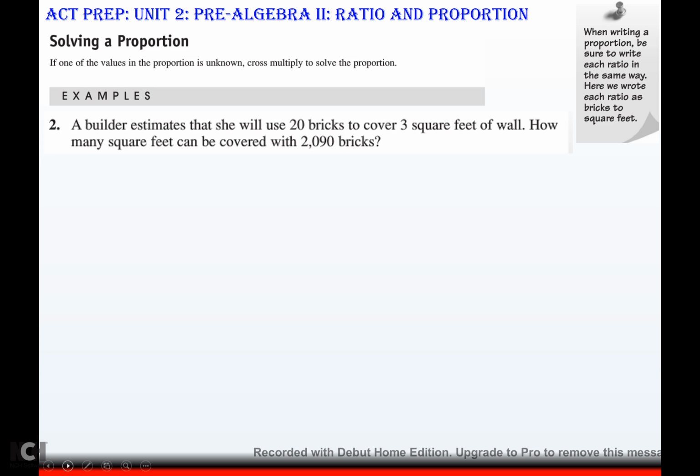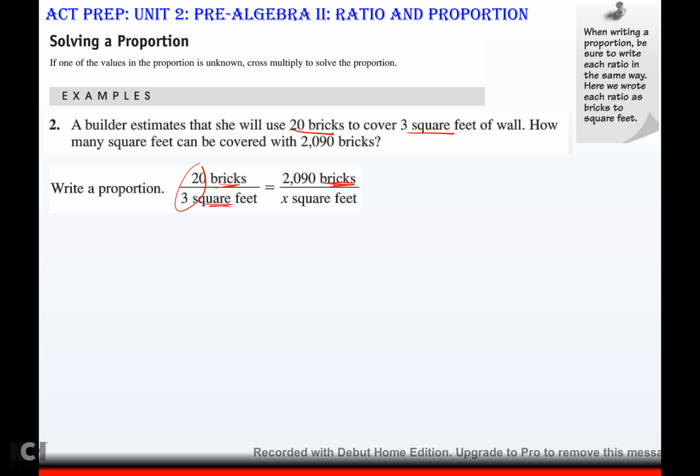So a builder estimates that she will use 20 bricks to cover 3 square feet of wall. How many square feet can be covered with 2090 bricks? The first thing you do is write a proportion. They give you the first ratio. They say 20 bricks covers 3 feet. That makes a ratio. Then for your other fraction, the words have to match. In other words, since I put bricks on top over here, then bricks has to be on top over here. Since square feet is on the bottom over here, then the square footage has to be on the bottom over here.